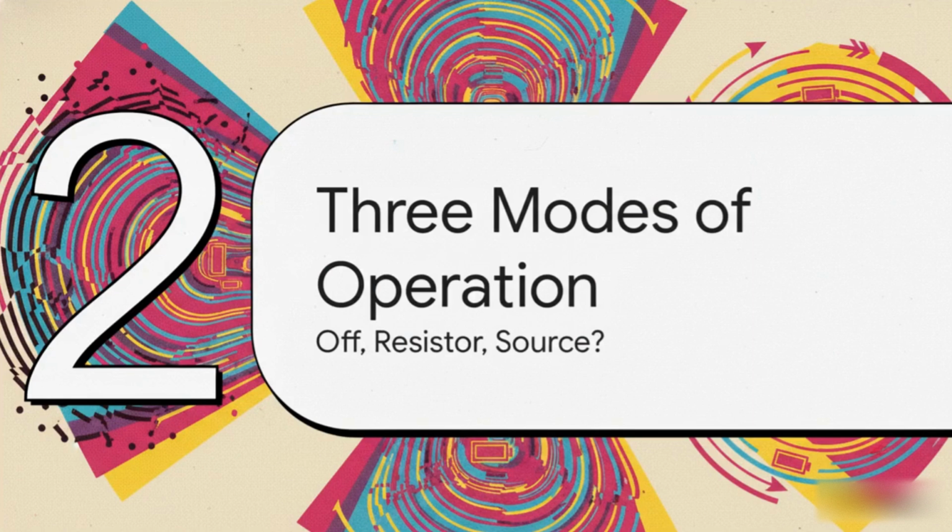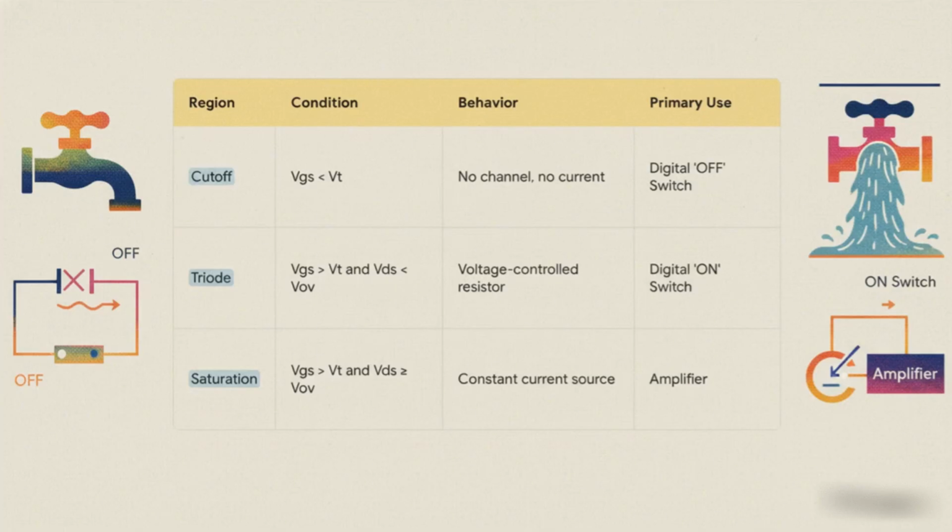Okay, now this is where things get really cool. Depending on the voltages you put on it, this one single device can act in 3 completely different ways. It can be off, it can act like a resistor you can tune with a voltage, or, get this, it can be a perfect constant source of current. How is that even possible? All right, let's break it down with this table.